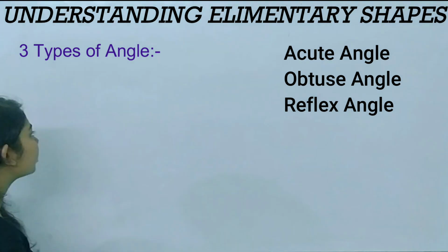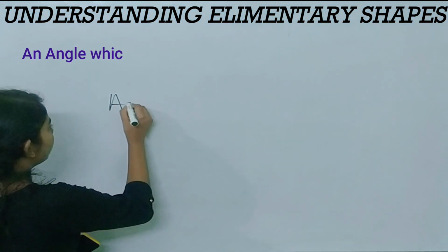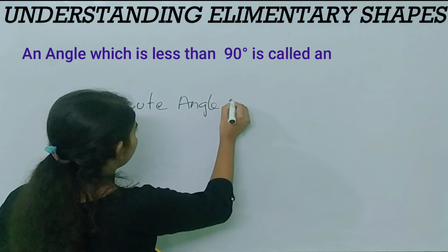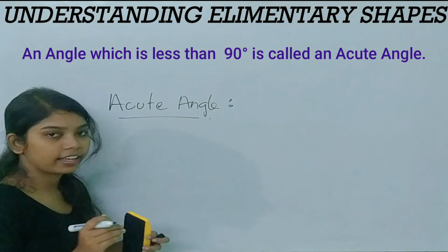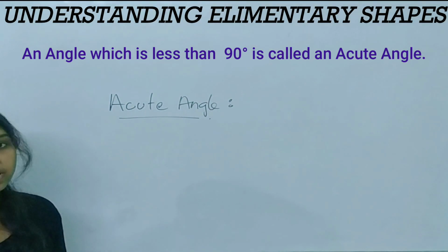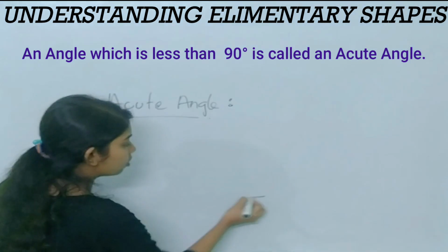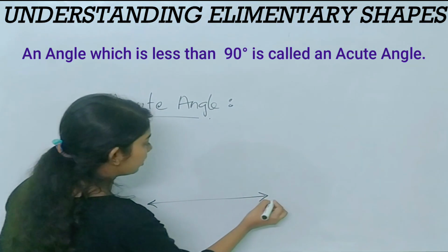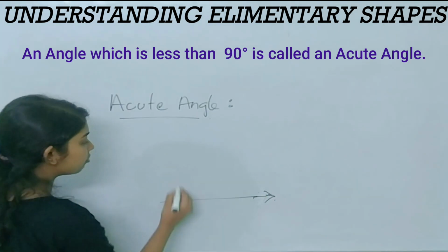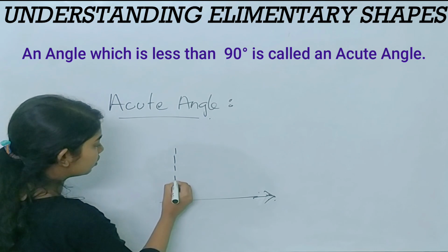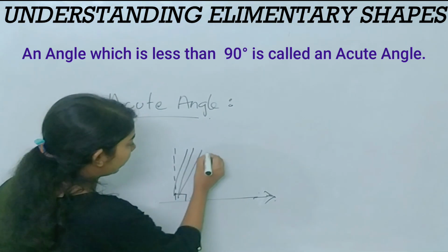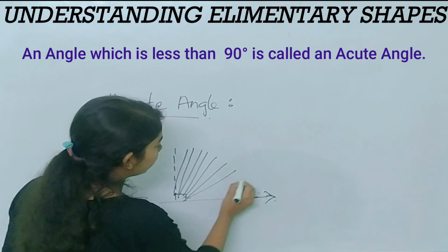So what is acute angle? Acute angle, an angle which is less than 90 degree is called an acute angle. Okay. Suppose here a line segment is given. If I draw a dotted line here which is of 90 degree, all the angles which are less than 90 degree are called acute angle.